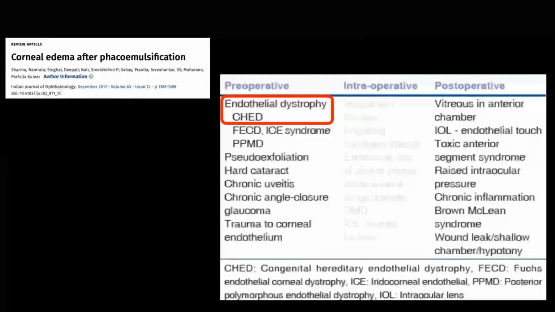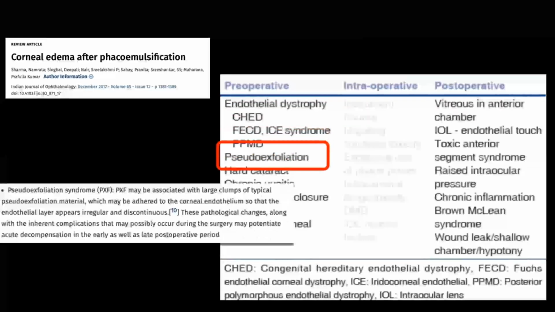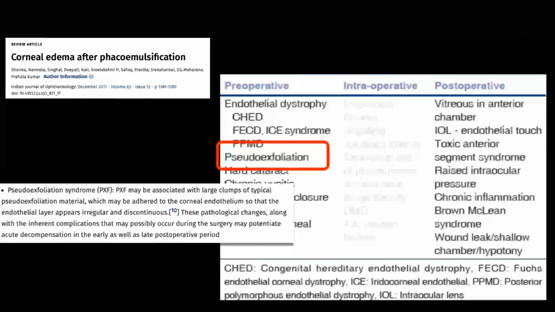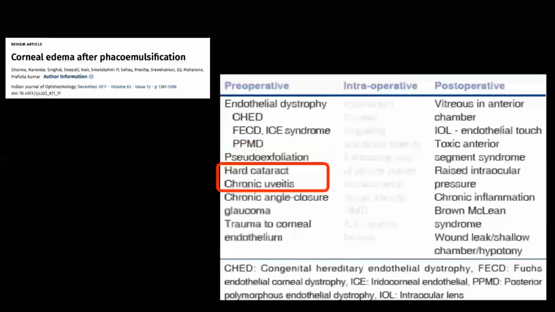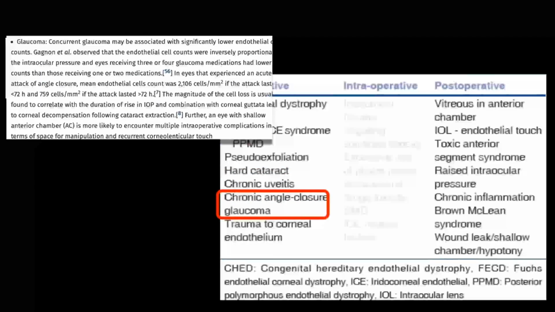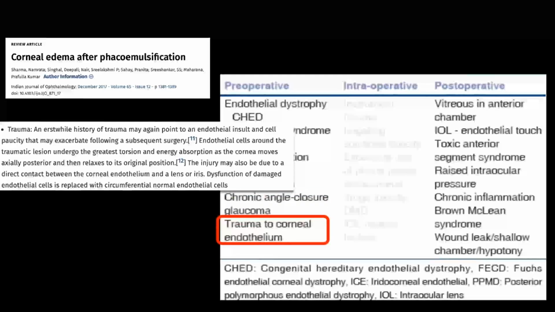Preoperatively, any sort of endothelial dystrophy is a risk factor for corneal edema. There are a few common diseases of the eye where you have to be careful as the endothelium may be compromised, like pseudoexfoliation, chronic uveitis with long-standing inflammation, chronic angle closure glaucoma, and any sort of trauma to the cornea.